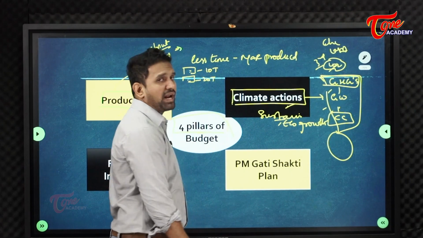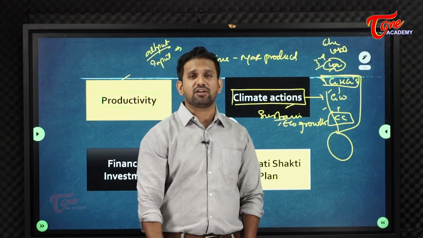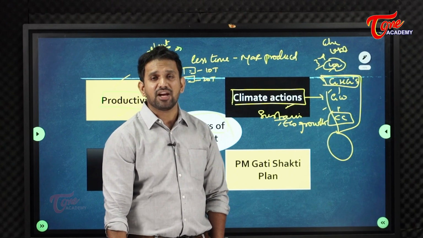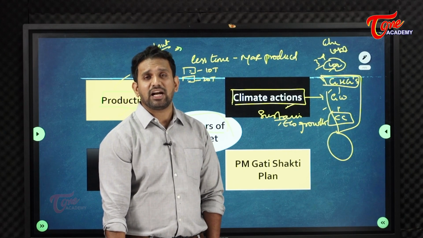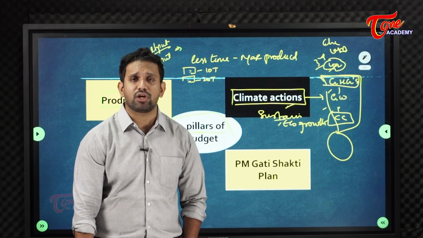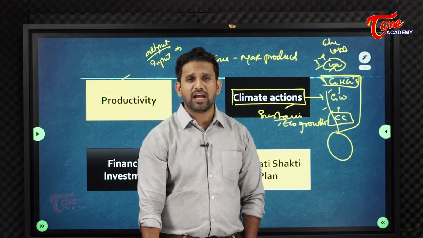Sustenance is nothing but when we are having 7% economic growth, for the next year we should have 7.5, then we should have 8, then we should have 8.5. That is called sustainable economic growth. Okay, our climate actions will not undermine the economic growth ever.